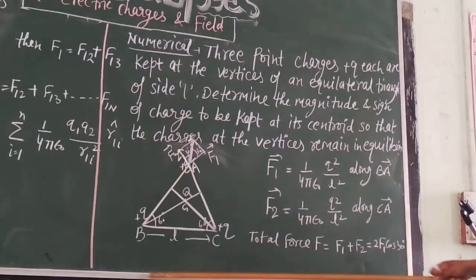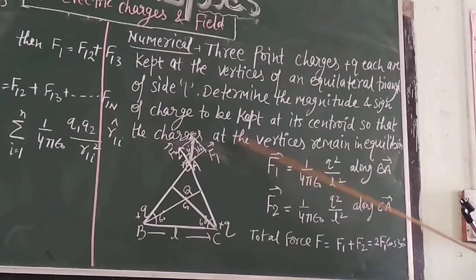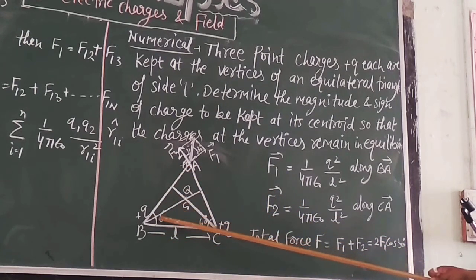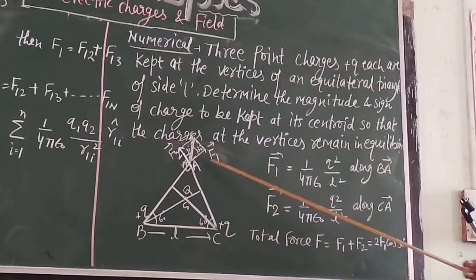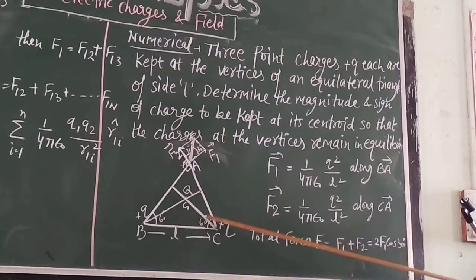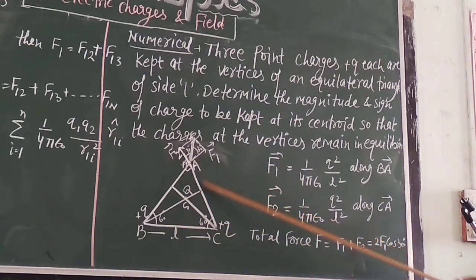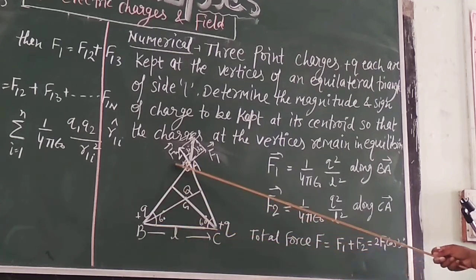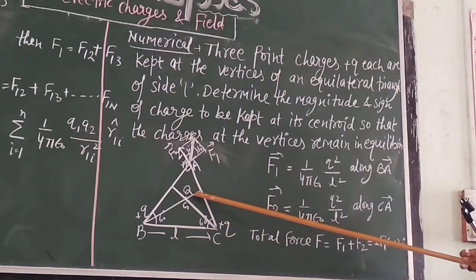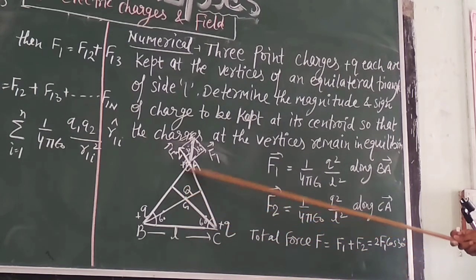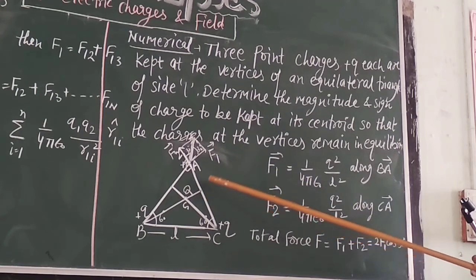Here I draw this figure to understand this numerical. A, B, C are the vertices of an equilateral triangle. On these vertices, the charge will be plus q each. Equilateral triangle means the angle between two sides is 60 degrees. Then all angles are 60 degrees. The side of this triangle is L, BC is L, AB is L, and AC is also L. We have to calculate the value of charge Q at the centroid G of this triangle, and we also have to find the sign of this charge, whether Q is positive or negative.